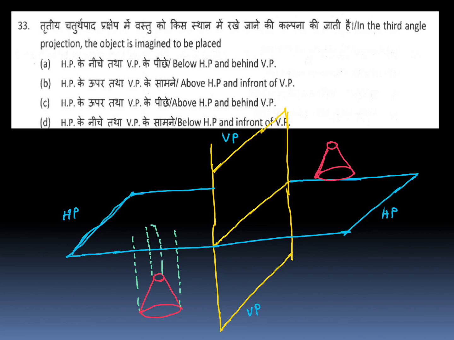Then the bigger circle. So for the front view, from this side we will see it, in this direction, the front view. So it will come here.